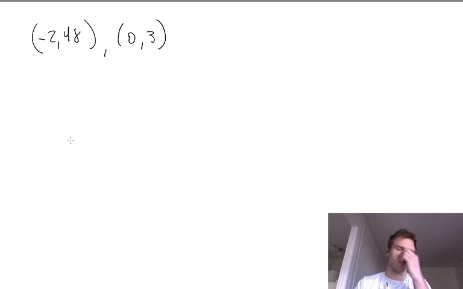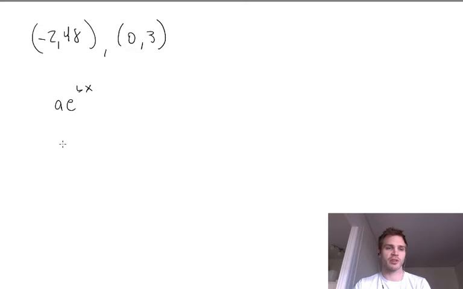Okay, so I've got an equation of the form, let's say, a times e to the bx, okay? And I need to know what this b and this a mean in order to give a function that fits these 2 points. So let's take that point first, because 0 is for x.